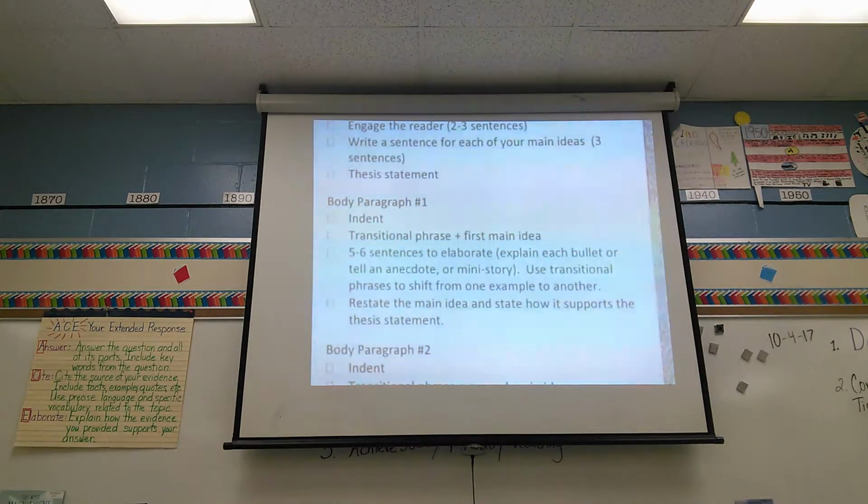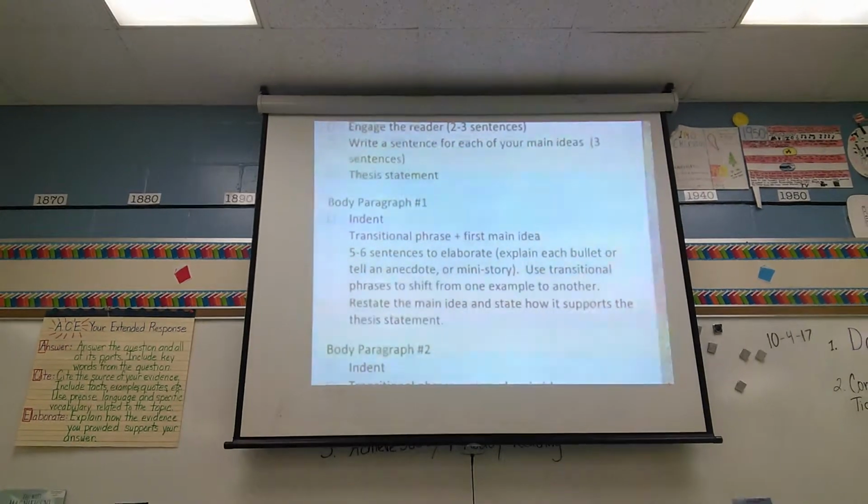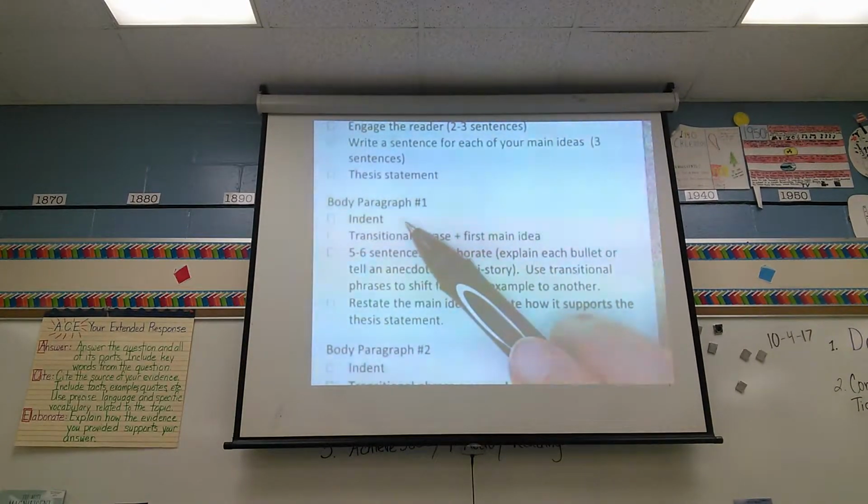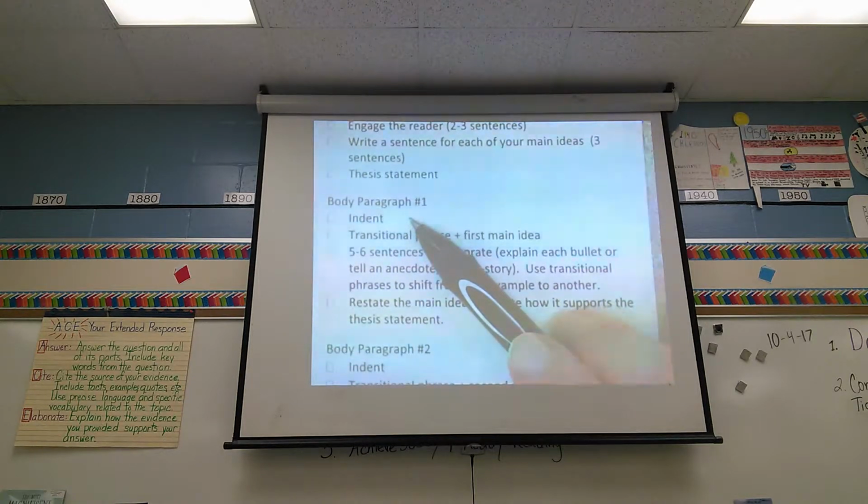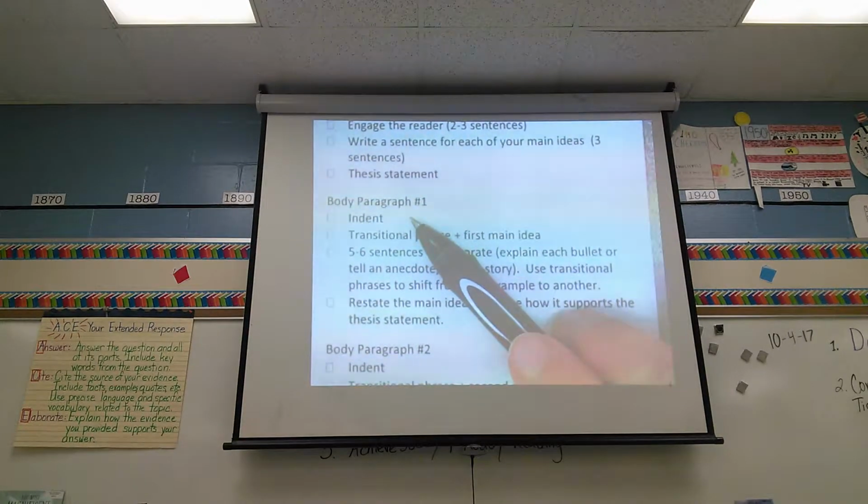Now, there are 3 body paragraphs in our essay because we are learning the basic 5-paragraph essay. And what we notice, first of all, is that the body paragraph is indented. And it may seem silly to point this out and to have this on our checklist, but students are still struggling to understand what it means to indent a paragraph and exactly what that should look like.